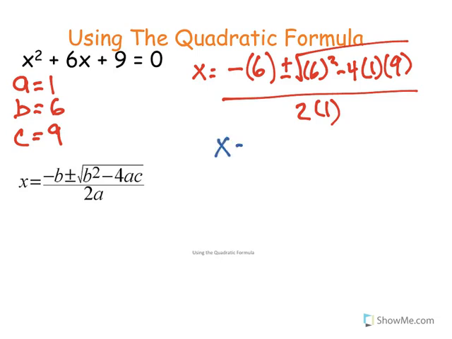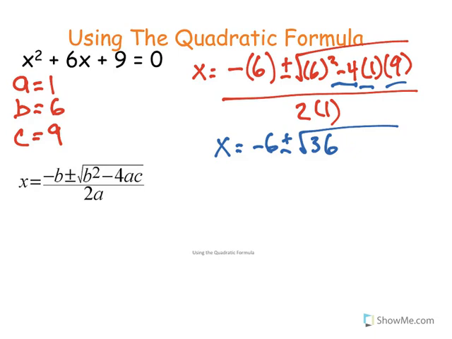So now I get x is equal to negative 6 plus or minus the square root of 36 minus, and again, negative 4 times 1 is negative 4 times 9 is negative 36.